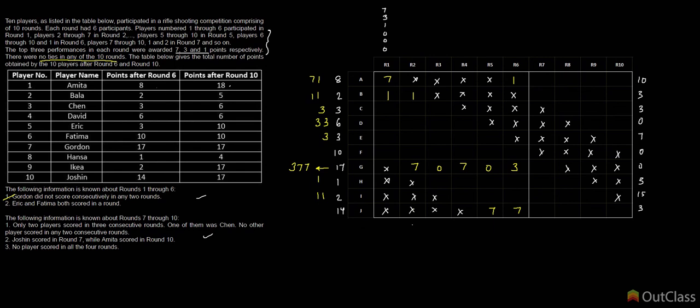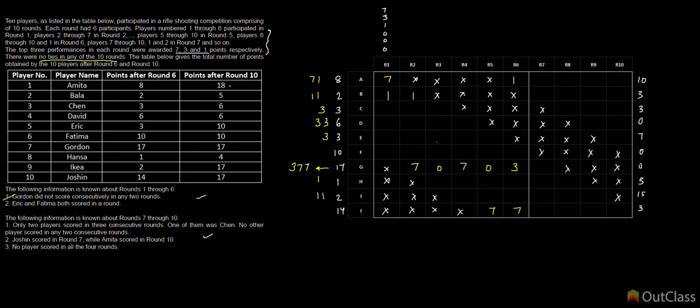Another clue given there is E and F both scored in a round. There was one round where both of them scored. We don't know which round that is. Now we have all the 7s. No, except round 3. Every other 7 from the first stage is found out already.